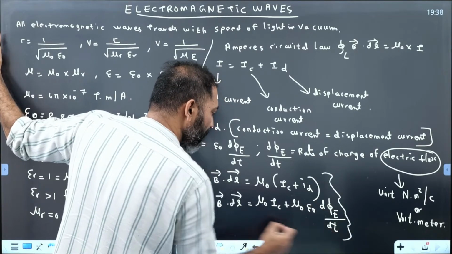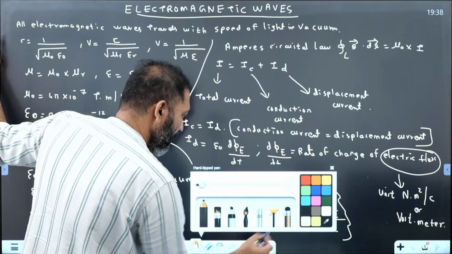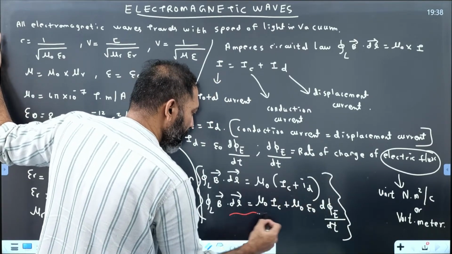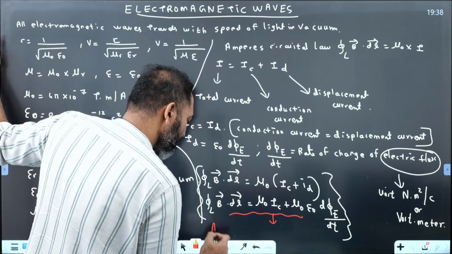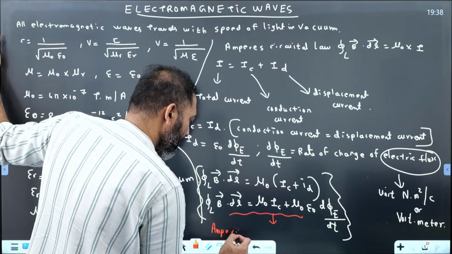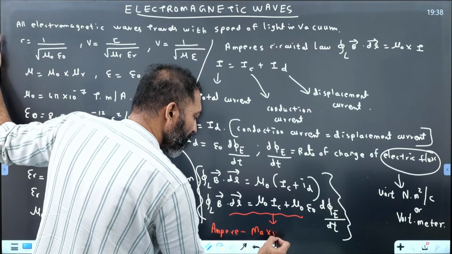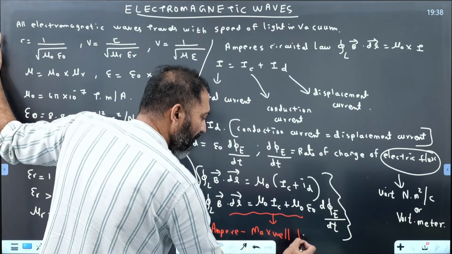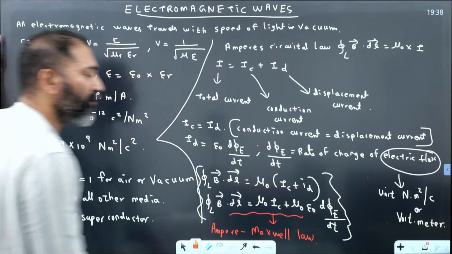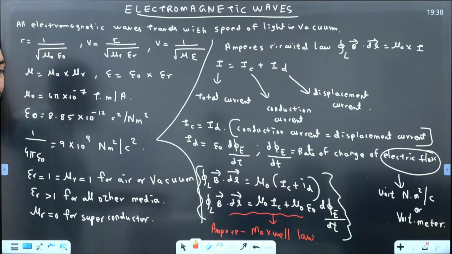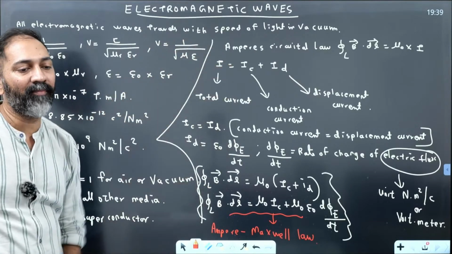These two equations are known as what? Ampere Maxwell law. So, who modified Ampere's law? Maxwell. Maxwell modified Ampere's law by introducing that term displacement current. And Maxwell used the charging of a capacitor, and Maxwell proved the existence of displacement current. So total current is conduction current plus displacement current.